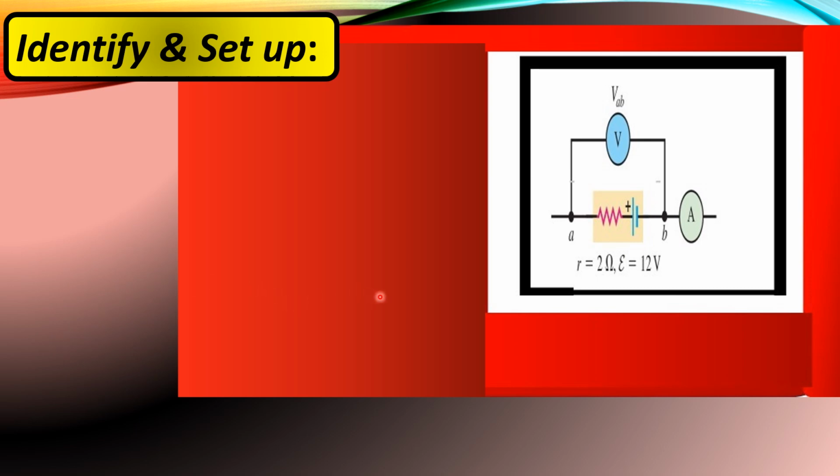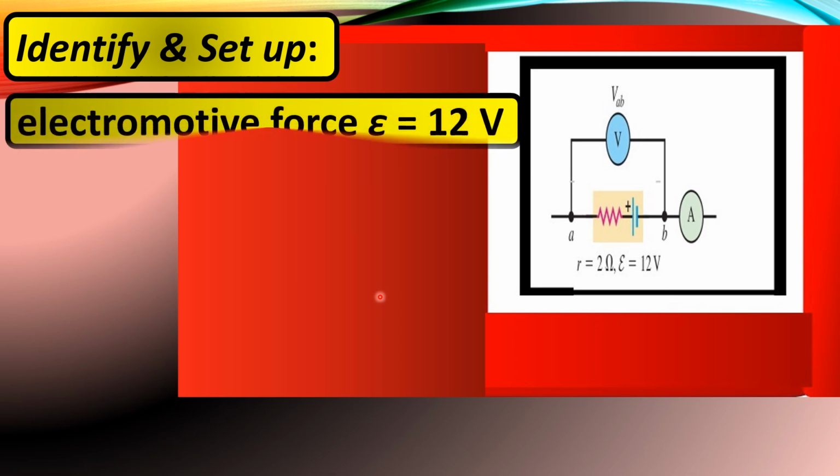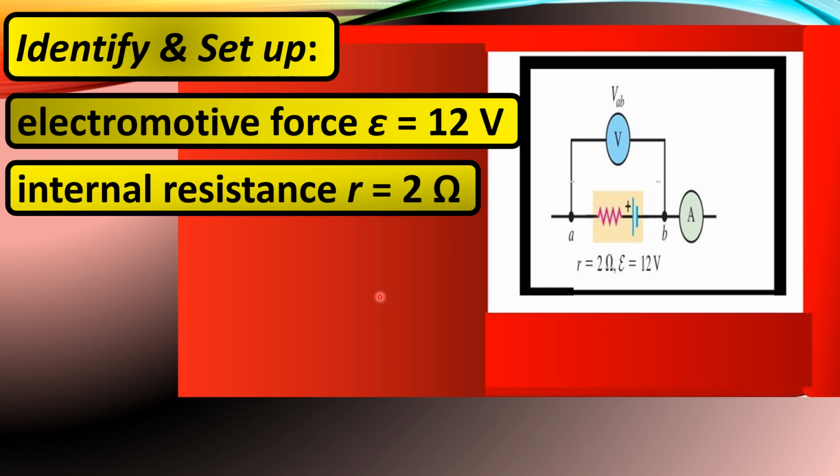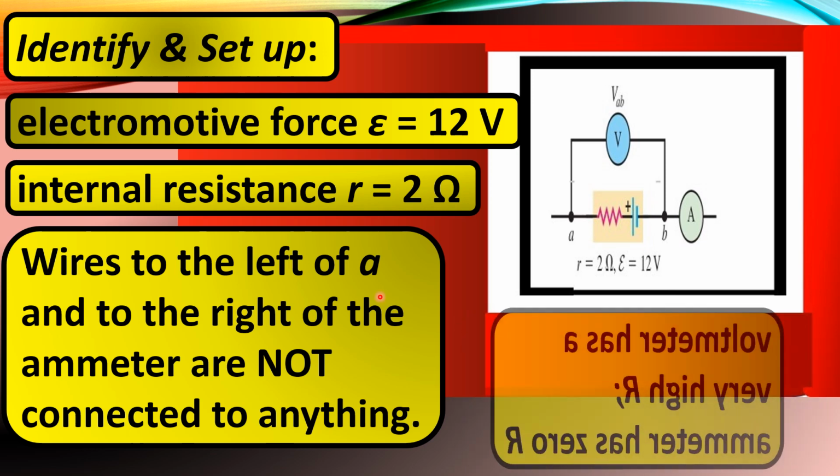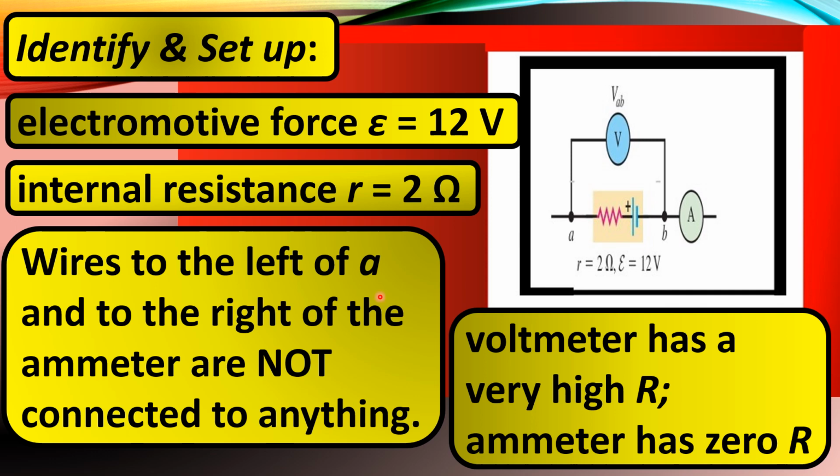The electromotive force, or the EMF of the battery, is given equal to 12 volts. The battery is a non-ideal source with an internal resistance denoted by small letter r equal to 2 ohms. And examining the circuit diagram shows that the wires to the left of point A and to the right of the ammeter are not connected to anything, making the circuit an open circuit.